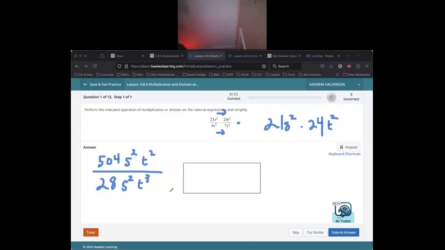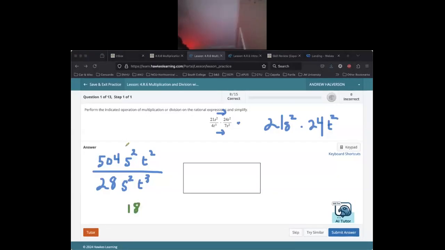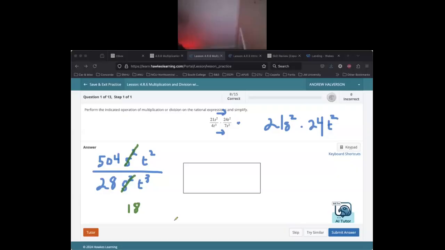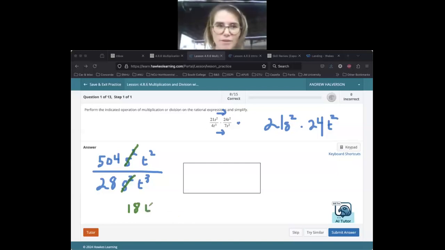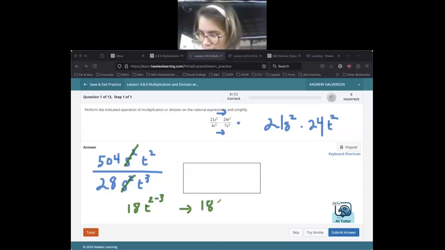18. What about the s's? They can cancel out since they have the same exponent. What about the t's? It'll be 3 minus 2, right? So it'll be 18t. Close. Do you subtract? It's 2 minus 3. Remember, it's top minus bottom. So it is 18t to the -1 power.